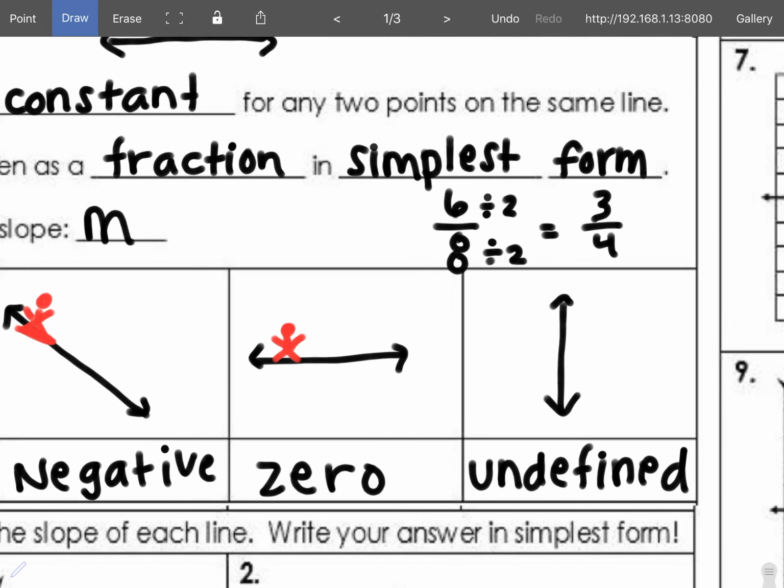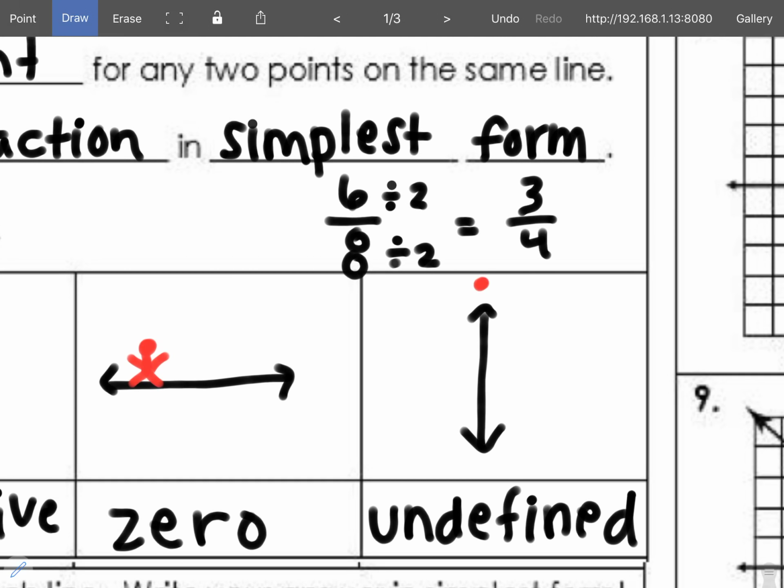Okay, undefined. Now, if you're standing here on the top and you jump off, what's going to happen to you? You're undefined, right? You don't want to do that. You're jumping off a hill. So this is how you can remember that. Undefined slope looks like a straight line up and down.